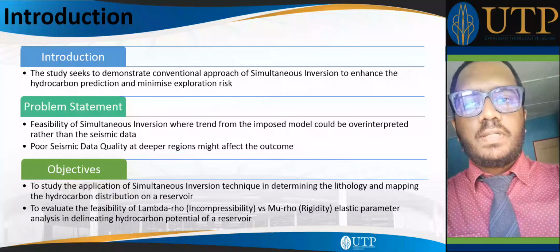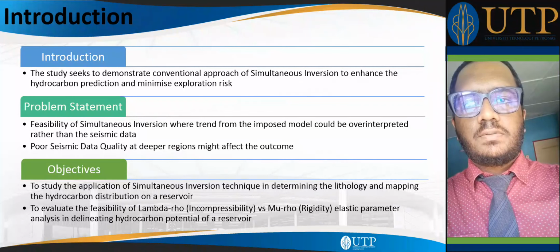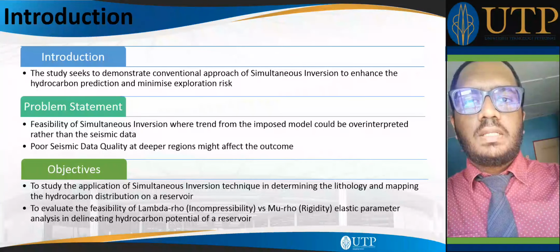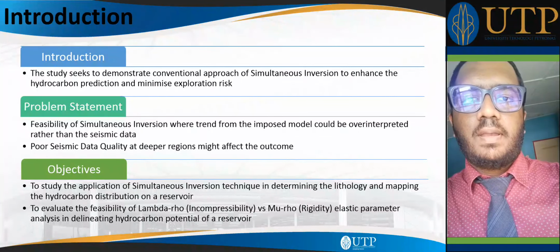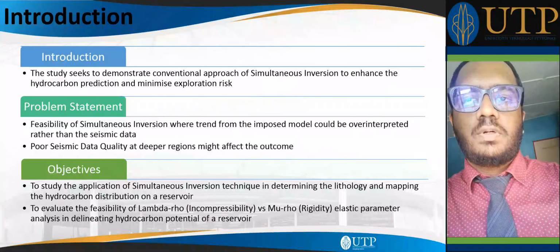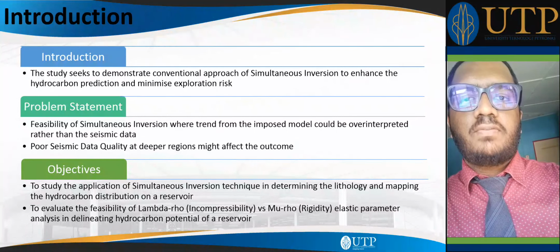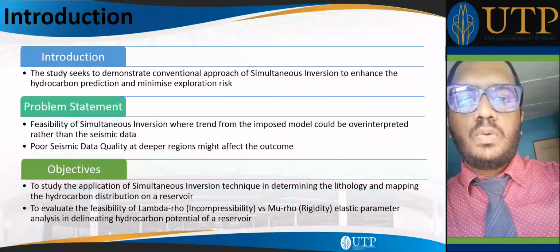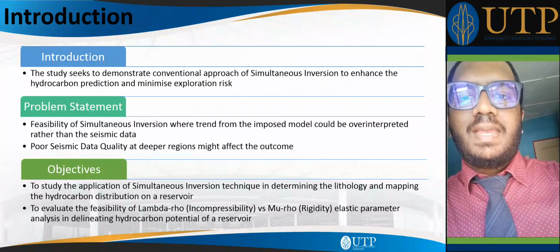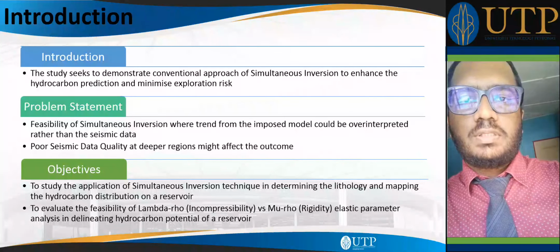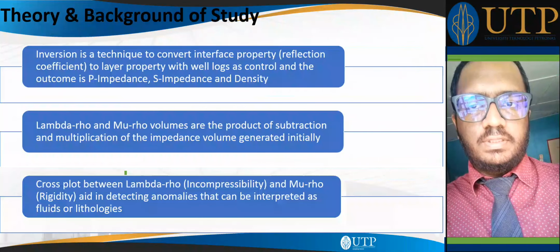The objective of this assignment is to study the application of simultaneous inversion technique in determining the lithology and mapping the hydrocarbon distribution on a reservoir, and to evaluate the feasibility of Lambda-Rho versus Mu-Rho elastic parameter analysis in delineating hydrocarbon potential of a reservoir. Theory and background of study.